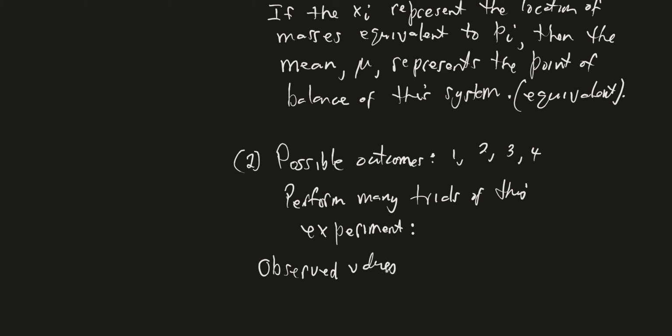So we actually go out there and perform this experiment. So it's not all hypothetical now. What if, let's say, we observe a 2, and then a 2, and then a 1, and then a 4, and a 4, and a 3, and a 3, and a 1, a 4, a 2, and so on. Well, the longer we perform this experiment, we will have a larger set of observed values.